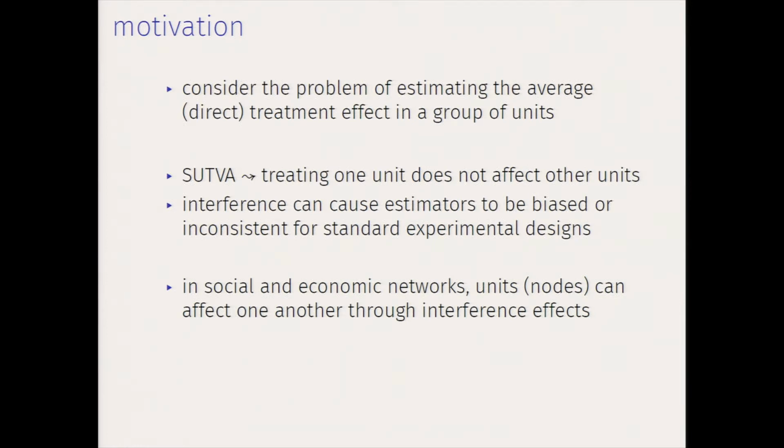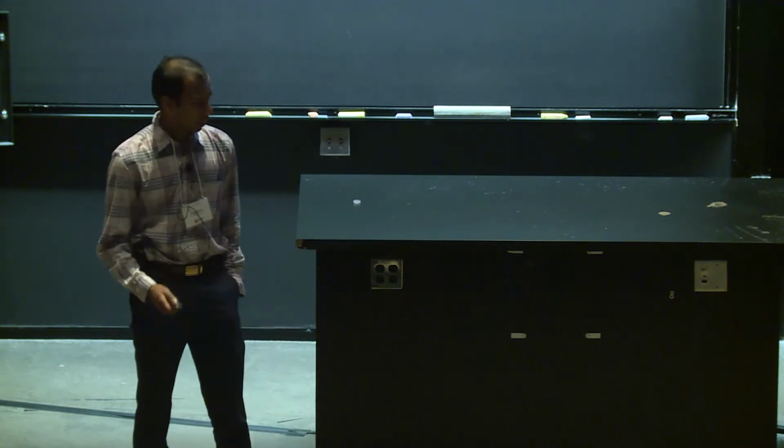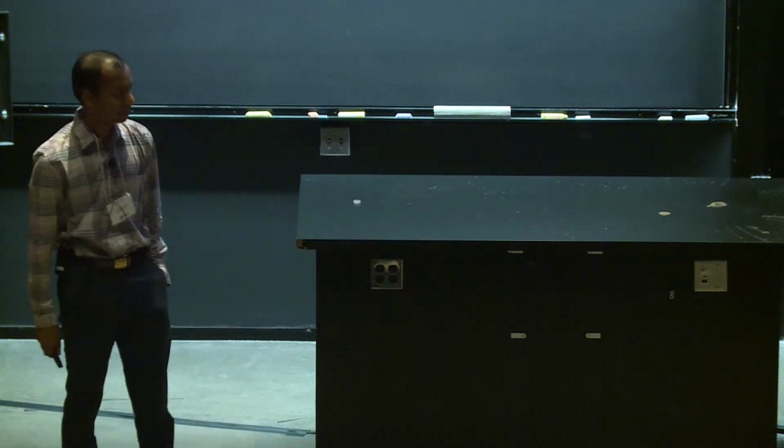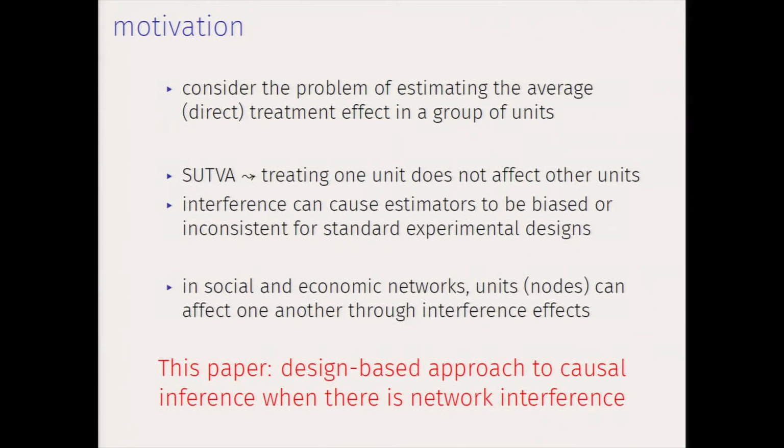When the units of treatment are the nodes in a network, it's natural that there's interference. For example, if the nodes of treatment are people, and the network is Facebook, well, treating me may very well affect some of my friends. What we do in this paper is take a design-based approach to causal inference in networks with interference. What I'm going to present is a new class of experimental designs that yield, under certain assumptions and sufficiently large graphs, unbiased estimates of the average treatment effect.